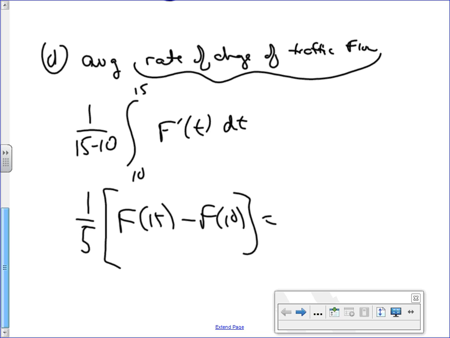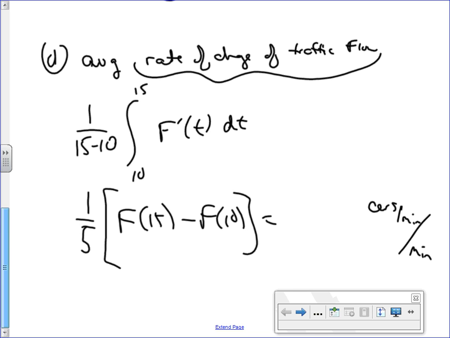Okay? When you put this in, it says indicate units of measure. What? You think it's 30? Yeah, you're just F. What are the units of F? Go back to the beginning. Cars per minute. And then this is 1 over minutes. So this is going to be cars per minute.